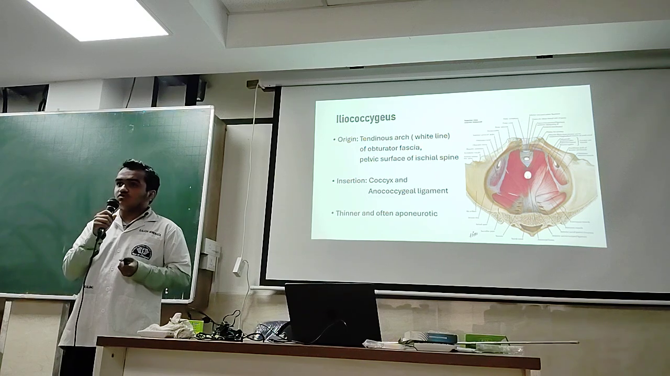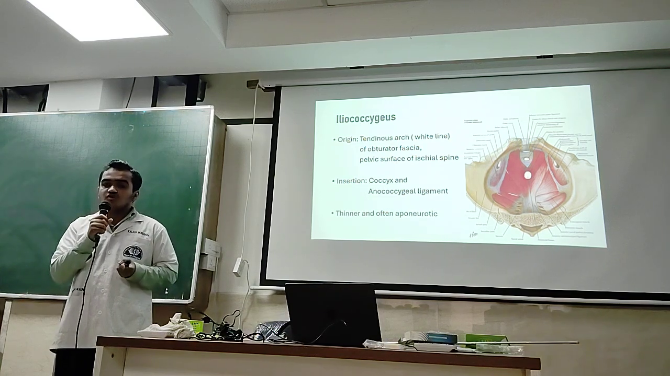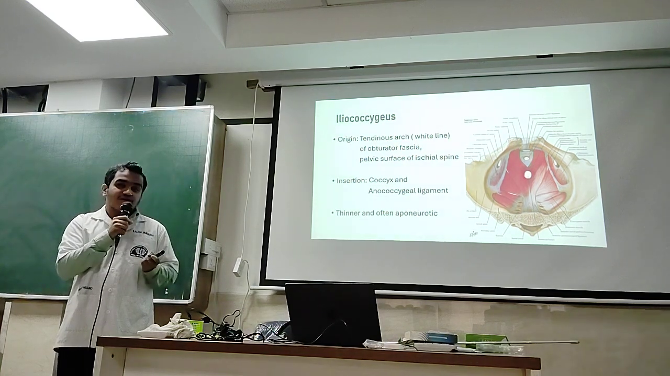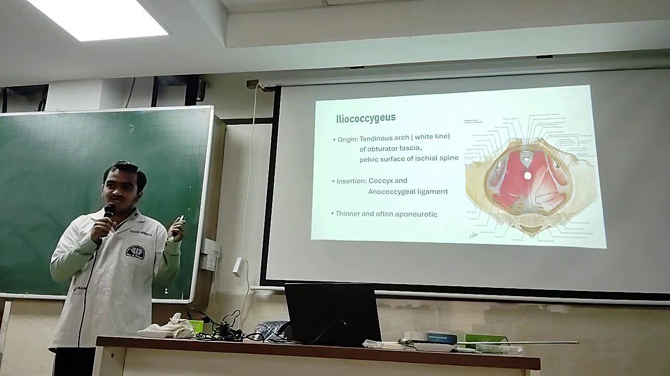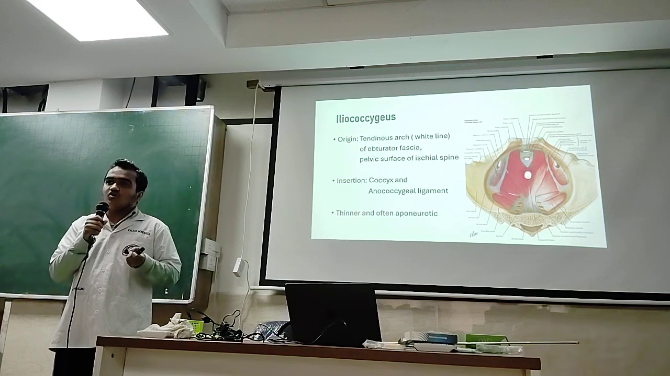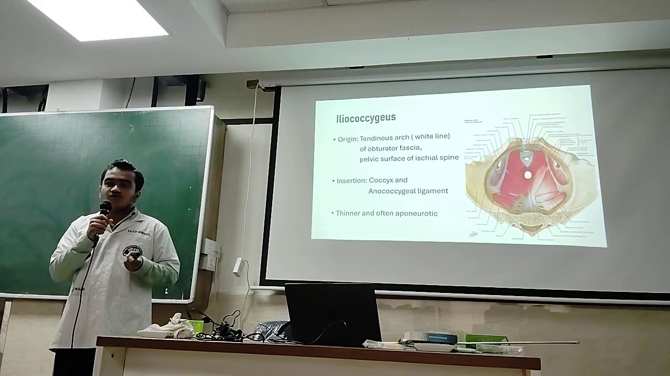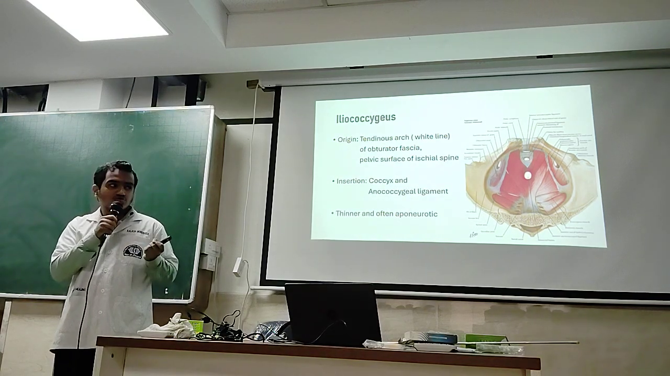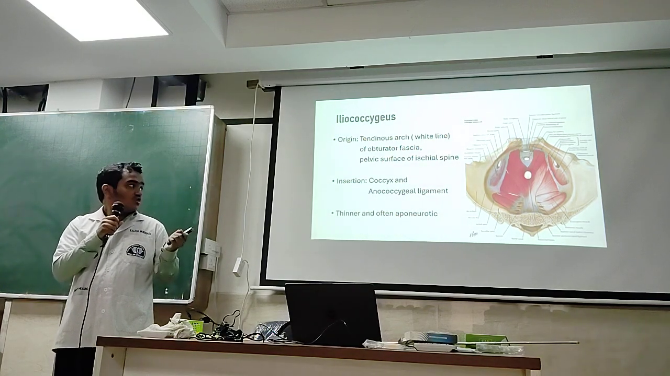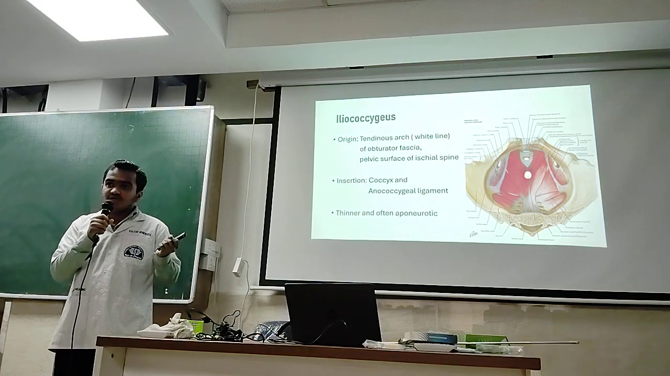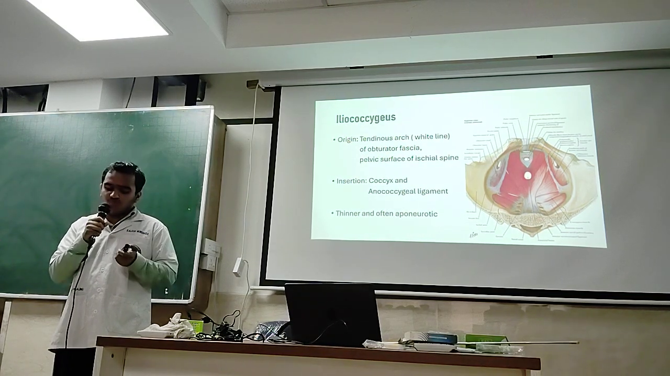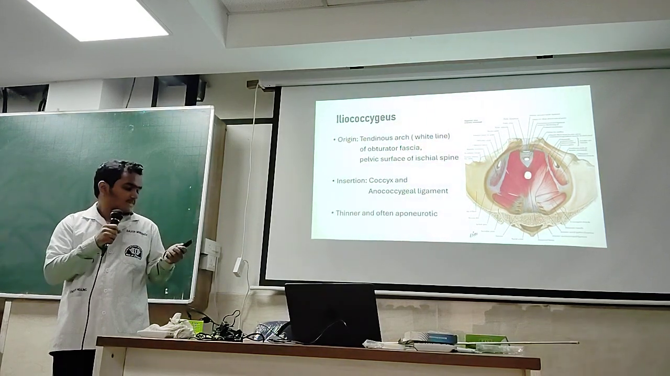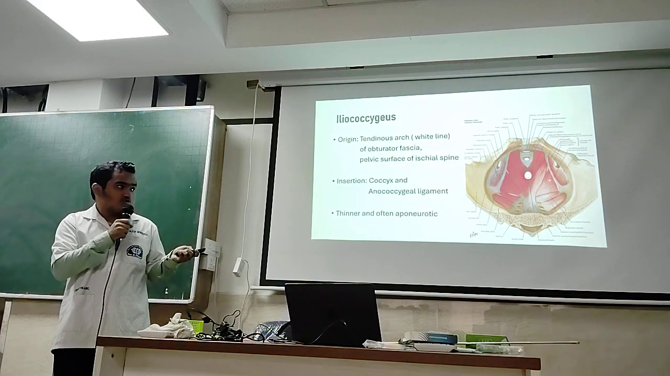Now talking about iliococcygeus, this muscle originates from the tendinous white arch, which was described previously, that is the white line on the obturator fascia, and also from the pelvic surface of the ischial spine. It inserts on the coccyx and the anococcygeal ligament, and it is thinner and more aponeurotic. This is the iliococcygeus muscle.